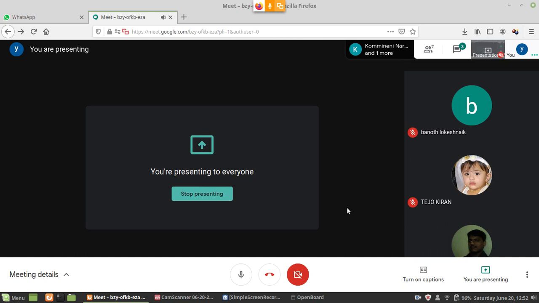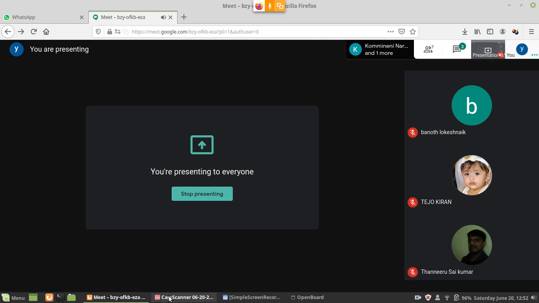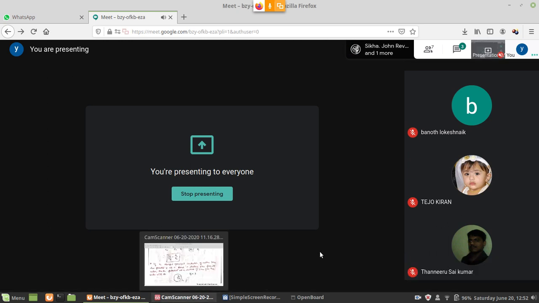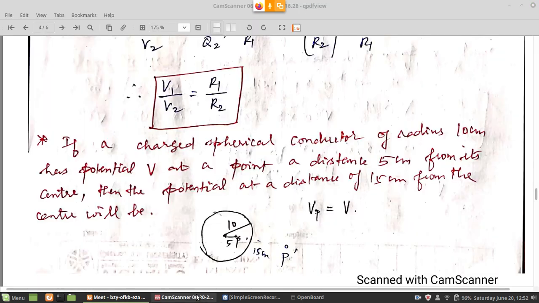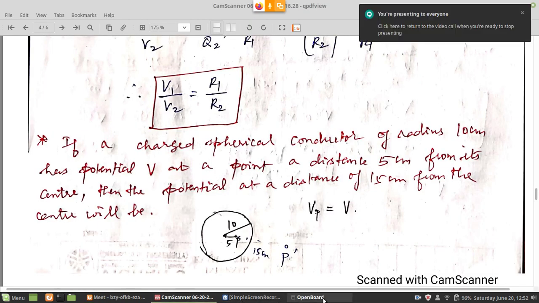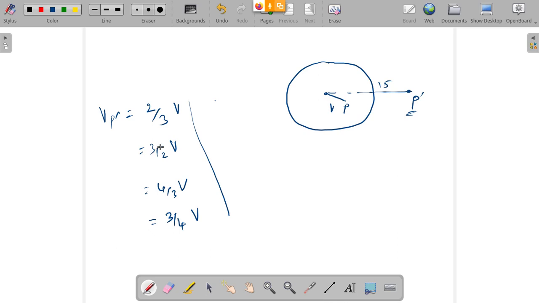Kiran, any ideas you are getting? Sai Kumar? Okay. Just guess, or did you work it out? Okay, A is the choice. Very good. Anyway, the point here is how to work it out, right?